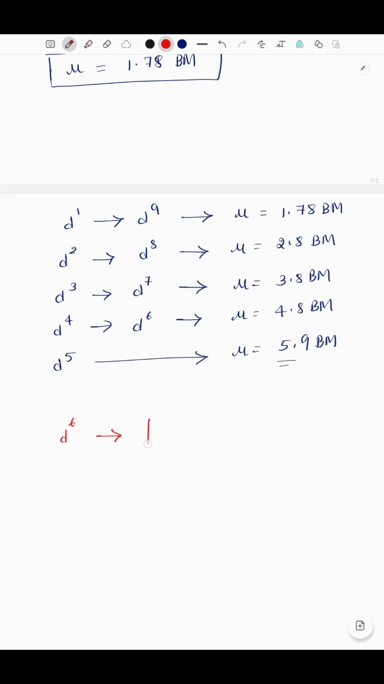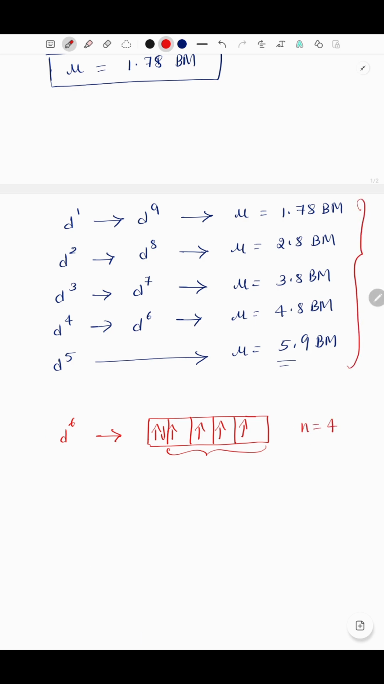When the value of D equals 6, you have to write this in degenerate orbitals. Fill each orbital with one electron, then pair it. After that, you are getting 4 unpaired electrons. N value is 4, not 6. Okay, that's why this trick works very well with all the ions. You can follow this trick in order to calculate magnetic moment very easily.